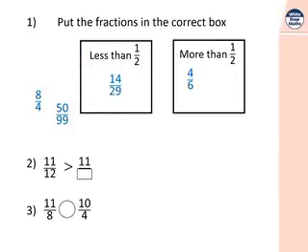14/29 is less than 1/2. Why? Well, 14/28 would be exactly 1/2 because 14 is exactly half of 28. So 14/29 must be slightly less than 1/2 because when we've got the same numerator, 14, the greater the denominator, the smaller the fraction. 29 is slightly greater than 28, so 14/29 is slightly smaller than 1/2.